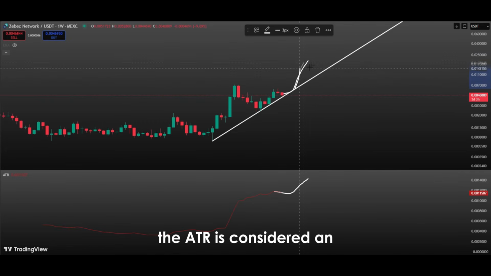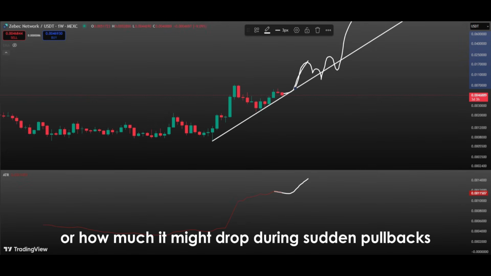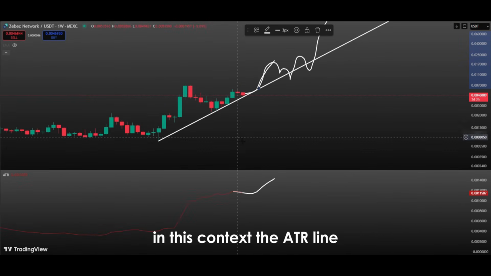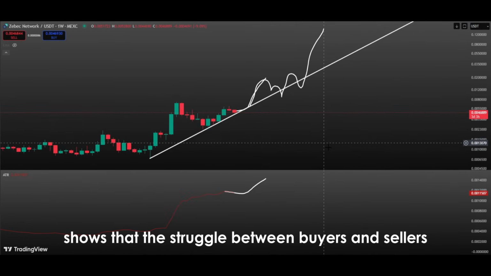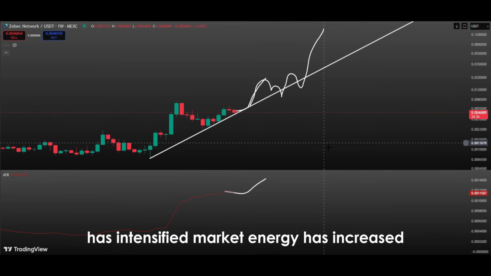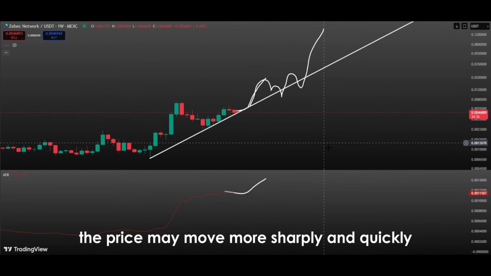The ATR is considered an important guide for predicting how far a price can move in a single-direction trend, or how much it might drop during sudden pullbacks. In this context, the ATR line rising at the current price level shows that the struggle between buyers and sellers has intensified, market energy has increased, and therefore the price may move more sharply and quickly.